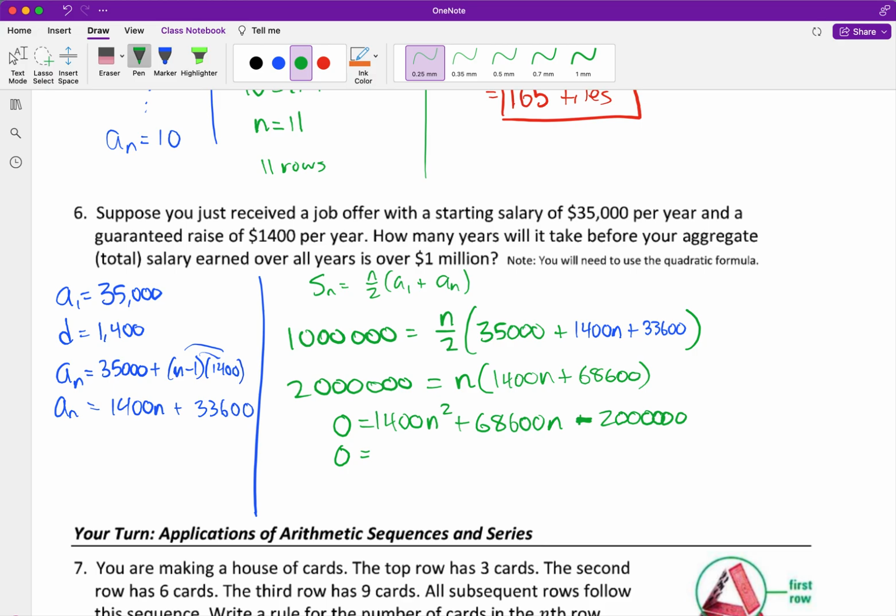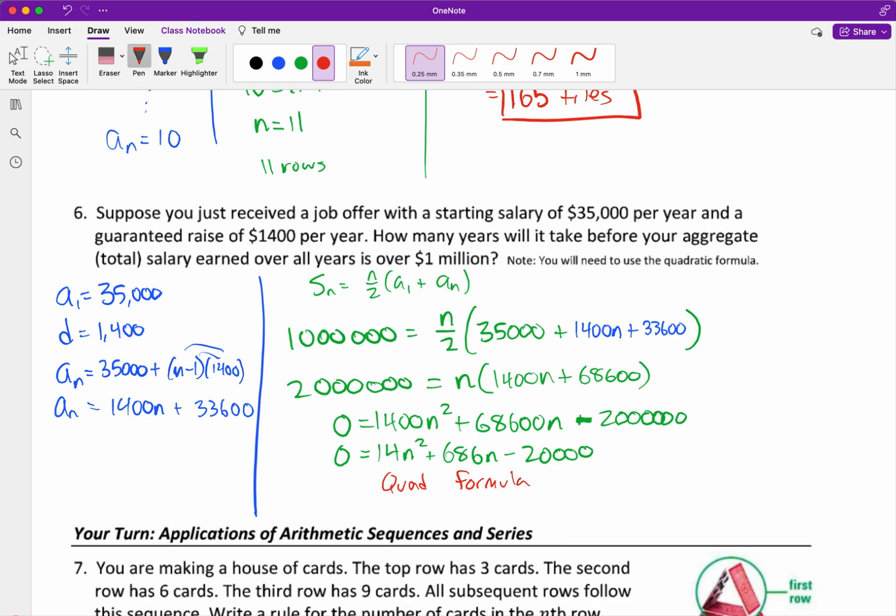All of them can be divided by 1,000, and I'm going to get 14n squared. They could probably get simplified more, but that's just the obvious thing that I saw. And that's going to be 20,000. All right. At this point, what I'm going to do is use the quadratic formula. Now, if you have this programmed into your calculator, then use it. All right. So I'm going to use the quadratic formula.